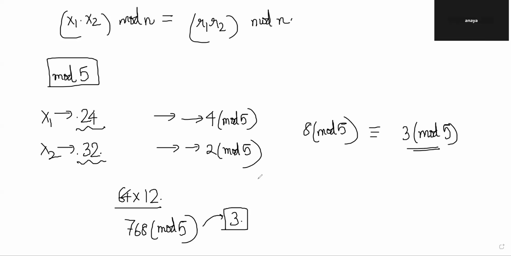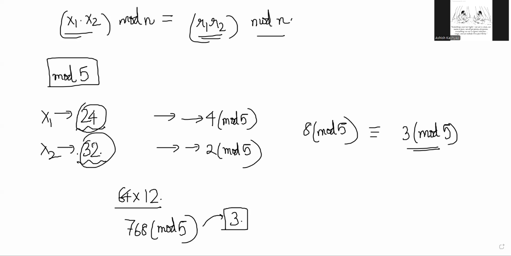Right. So you can see that R1, R2 mod n is the same as x1, x2 mod n, right? Yes. So technically we didn't have to multiply 24 and 32 and then find the mod n. It would be easier to just do 4 into 2 mod n, right? Correct. So that's the important property. This is the same property as before. There it was addition, now it is multiplication. The property holds for both the operations, right? Right.